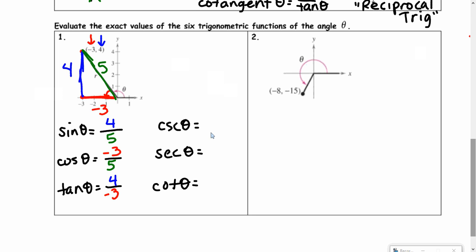For the cosecant, I flip the sine, so that's now 5/4. For the secant, I flip the cosine, so that's now -5/3. For the cotangent, I flip the tangent, so that's -3/4. Okay. It doesn't matter if I put the negative on the top, out in front, or on the bottom. So long as there's only one negative, those are all the same thing.